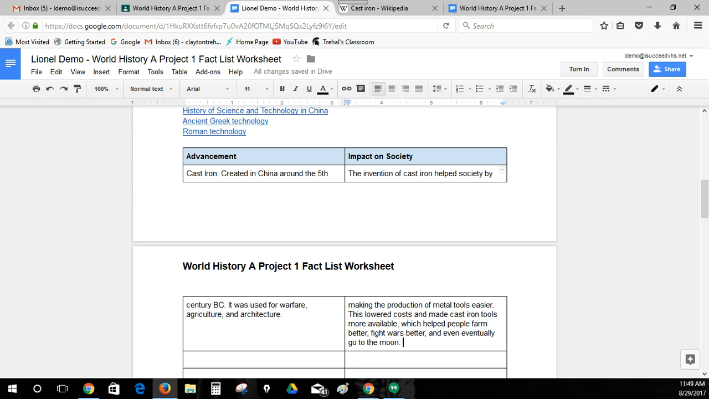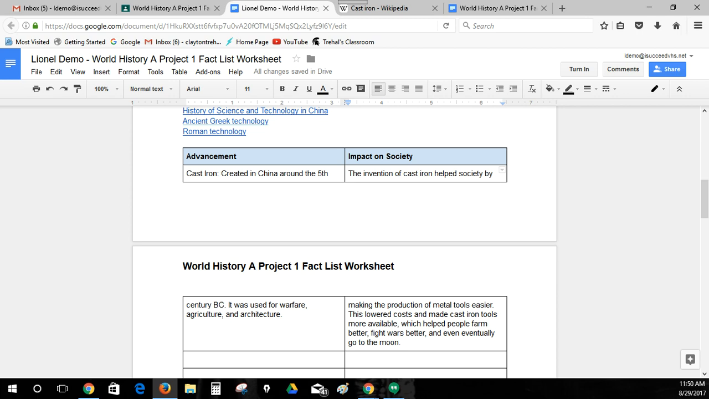So cast iron is a way of metal production that is cheaper, in a lot of cases better than others. If you think about the alternative to cast iron, you're beating out a piece of metal. That takes a long time. If you just melt a piece of metal and pour it into a mold, you can make things much quicker and easier, and this is one of the great inventions of the Chinese.